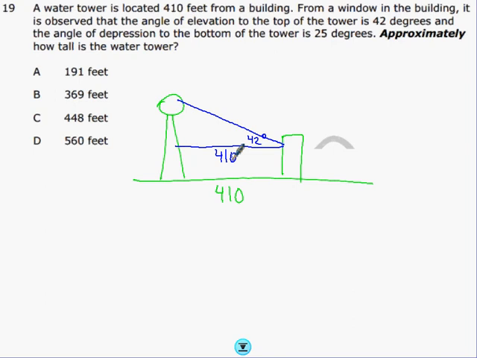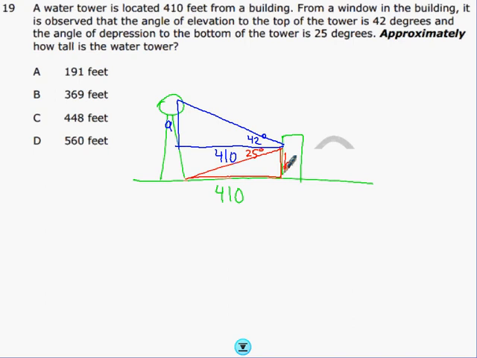The angle of depression to the bottom of the tower is 25 degrees. Oh, this is ugly. How tall is the water tower? This is a difficult problem. Okay, 25 degrees down. How tall is the water tower? Well, we've got two different triangles here. What we want to do is measure this part of the height, which I'm going to call A, and then we're going to add that to this part of the height, which is B.